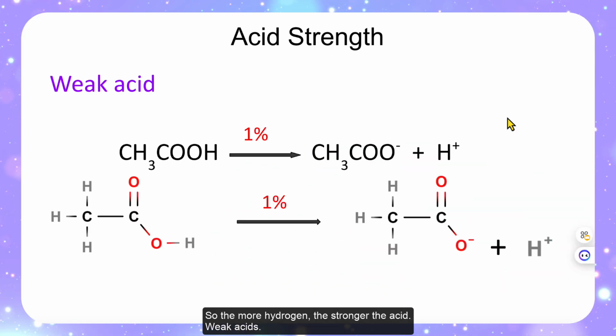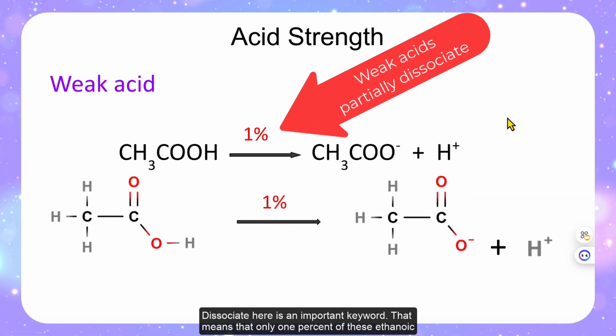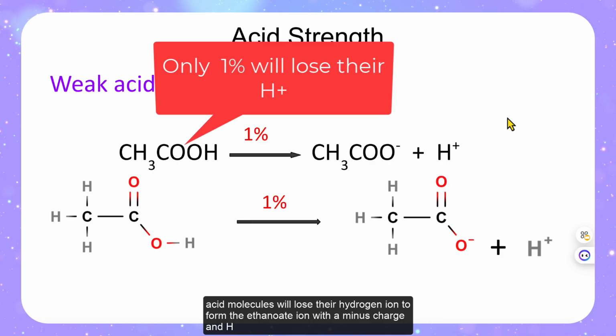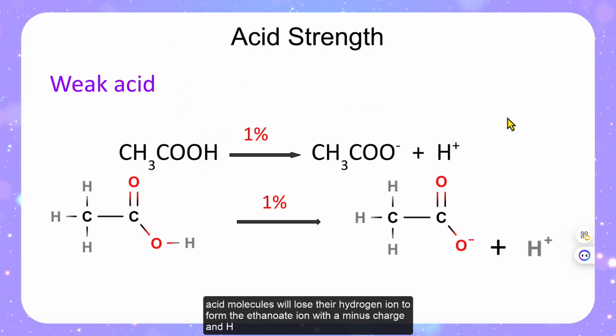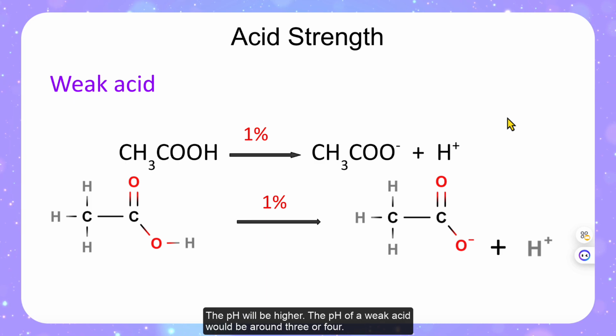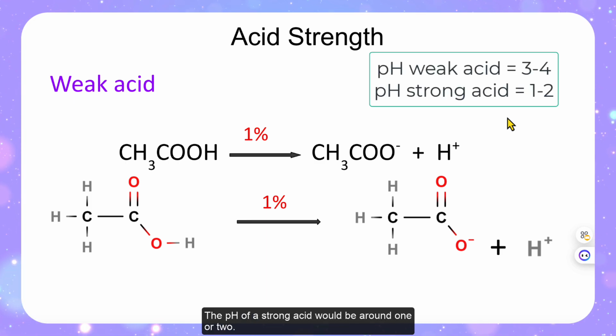Weak acids only dissociate by around 1%. Dissociate here is an important keyword. That means that only 1% of these ethanoic acid molecules will lose their hydrogen ion to form the ethanoate ion with a minus charge and H+. That means that there's less hydrogen ions in the solution, and therefore, the acid strength is lower. The pH will be higher. The pH of a weak acid would be around 3 or 4. The pH of a strong acid would be around 1 or 2.